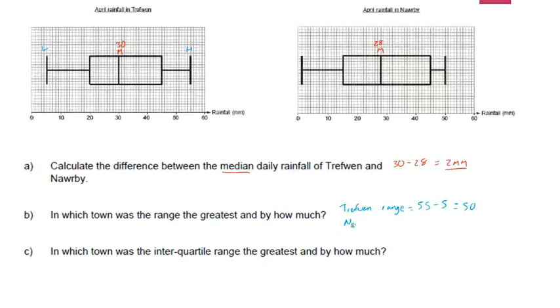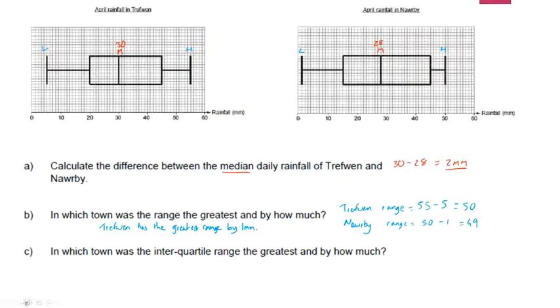And for Newbury, again, we need to go to the highest value and the lowest value. Here the highest value is easy to read off, it is 50, and this one here is 1. So the range would be the difference between those. 50 take away 1 would be 49. So Trefwen has the greatest range, and it's by 1. There's a difference of 1 between 49 and 50, by 1 millimeter in this case.